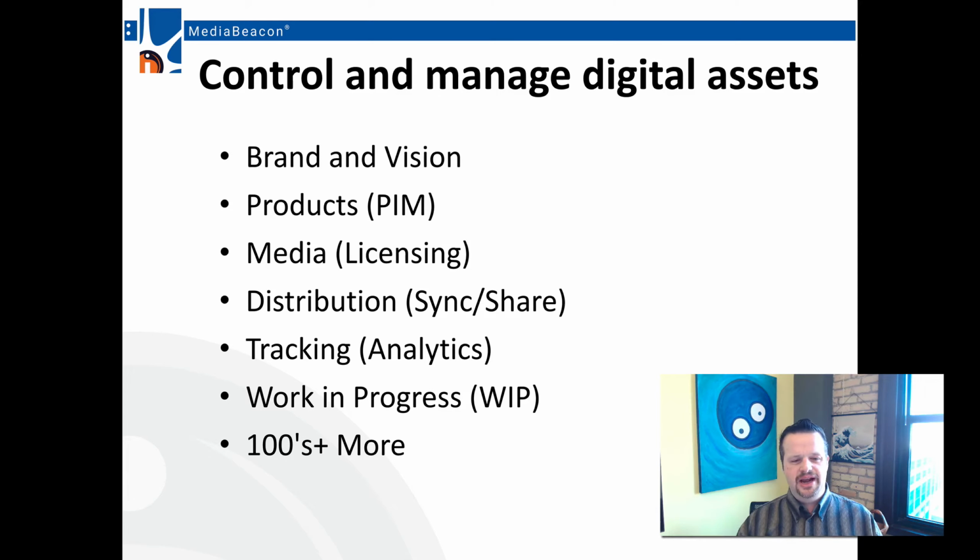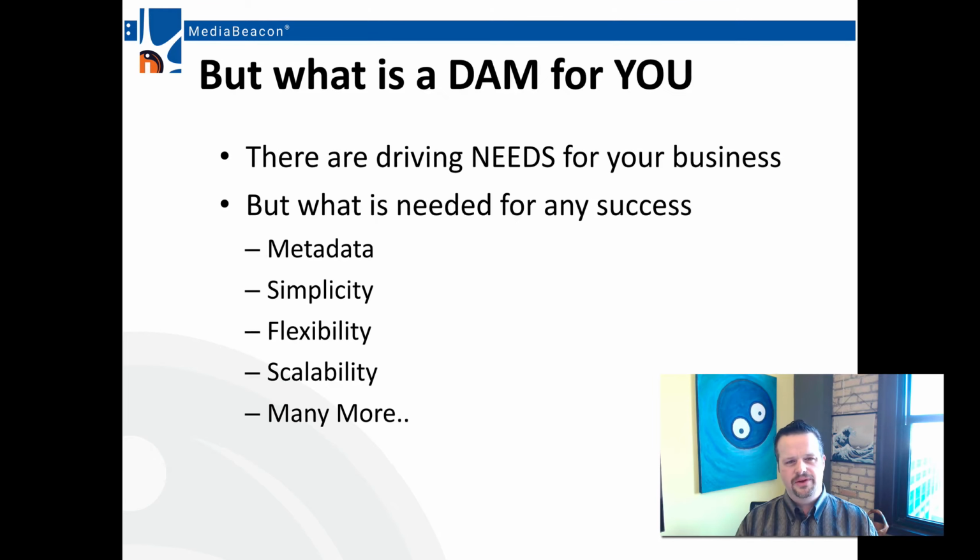There's sync and share, where you distribute files and get files back and then exchange information with markup and analytics. There's work in progress, where you have the ability to manage a process in the flow of it. And there are hundreds of more use cases. So with so many use cases, how do you weed through that and come up with a solution that's going to be right for you?